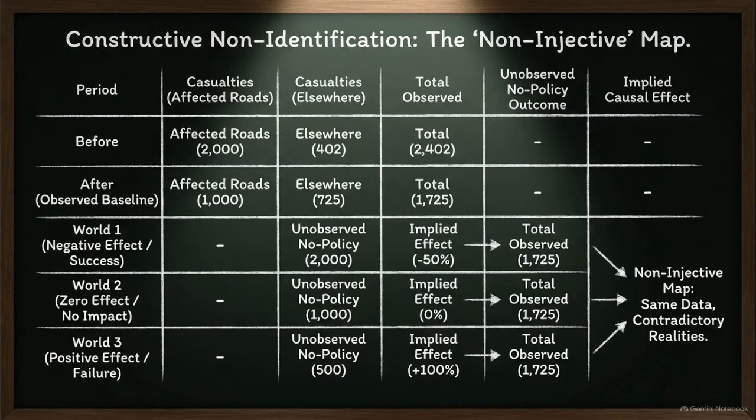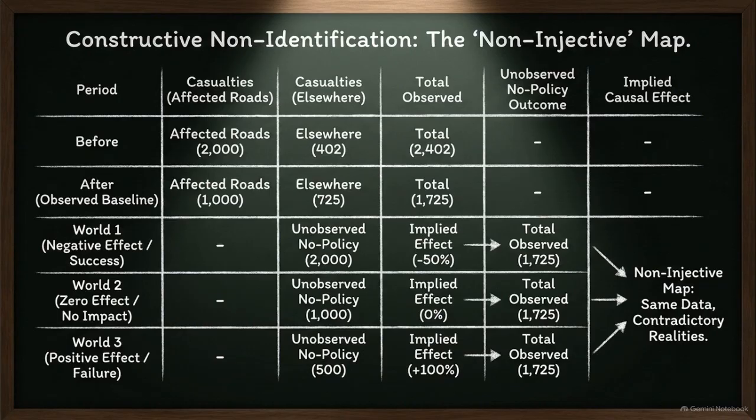Now we introduce the missing counterfactual variables, the unobserved no policy outcome and the implied causal effect. In World 1, assume the unobserved no policy outcome was 2,000 casualties. Compared to our observed 1,000, that yields a highly successful negative 50% causal effect. In World 2, assume the unobserved no policy outcome was exactly 1,000 casualties. This yields a 0% causal effect. The policy did nothing. In World 3, assume the no policy outcome would have been just 500 casualties. That implies the policy actually caused a 100% increase in casualties on those roads.